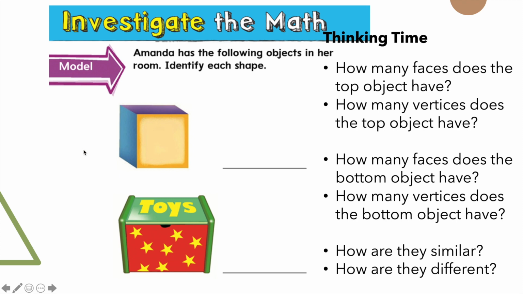Amanda has the following objects in her room. Identify each shape. What do we call the object on the top? A cube. And what do we call the object in the bottom? A rectangular prism. Very good. So remember, mathematicians, both the cube and the rectangular prism have 6 faces and 8 vertices.